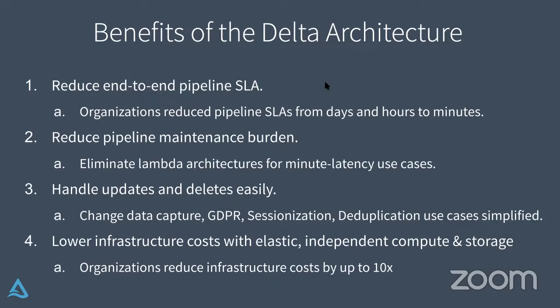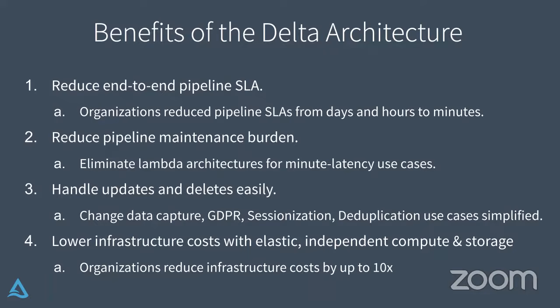Okay, the benefits of this architecture: it reduces the end-to-end pipeline SLA, it reduces the pipeline maintenance burden, and it eliminates Lambda architecture for mid and low latency use cases. It actually handles updates and deletes easily. I didn't get to show it in today's demo, but you can run update, delete, and merge statements directly against your data using either the Python or Scala APIs currently, or once Spark 3.0 comes out with Data Source v2, you're going to be able to run that with SQL statements as well. Also be able to do deduplication.